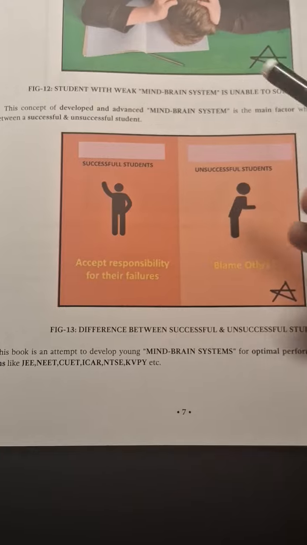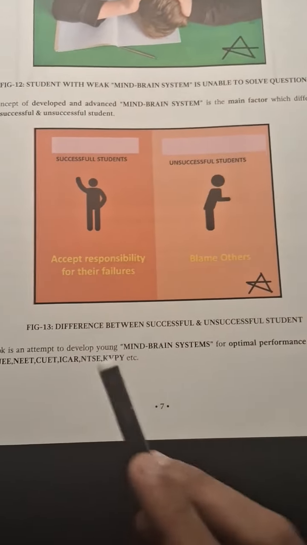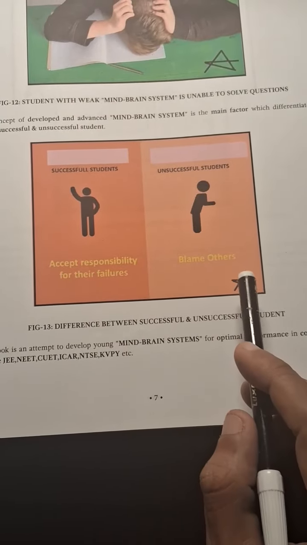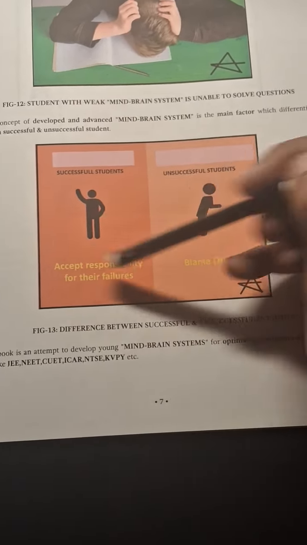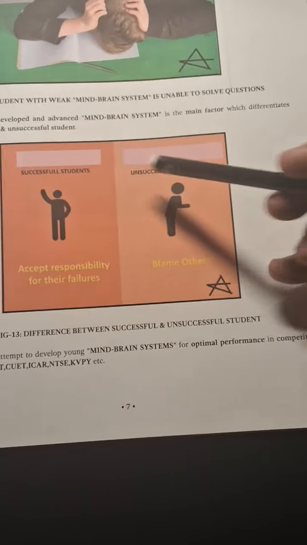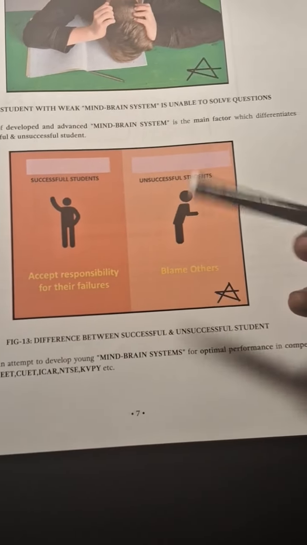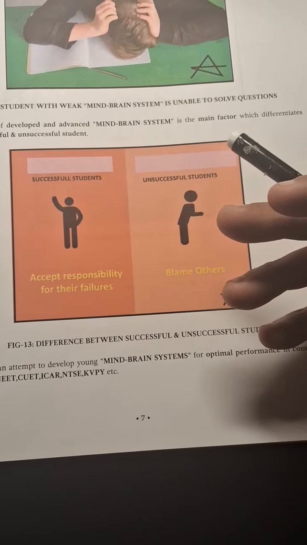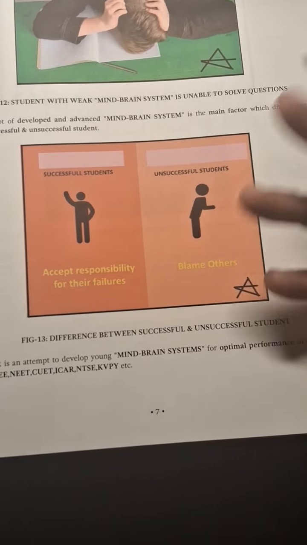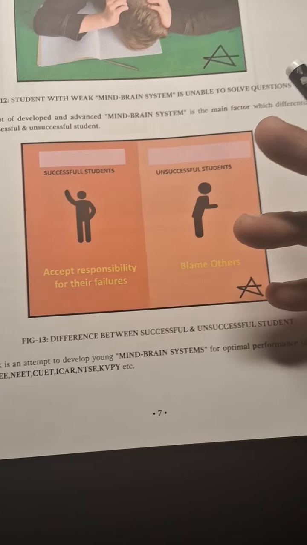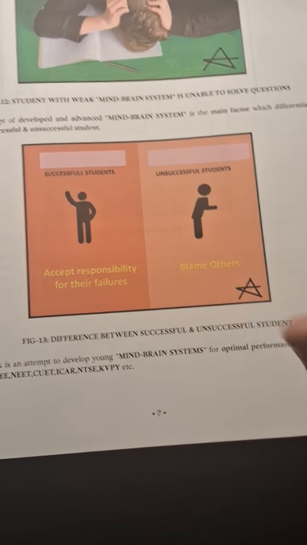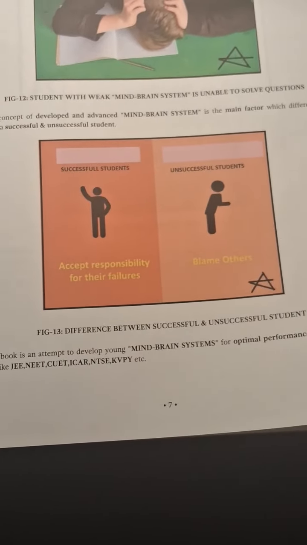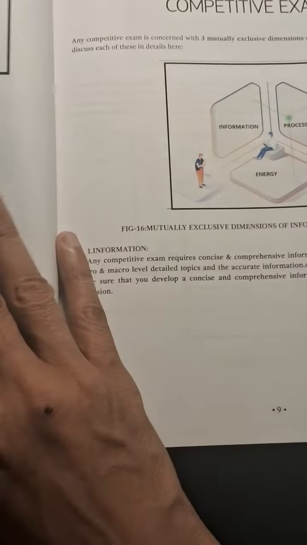As I was explaining, the difference between successful and unsuccessful students. Successful students accept responsibility for their failures, whereas unsuccessful students blame others for their miserable life, for their poor performance. They'll often blame teachers, coaching institutions, exam systems, situations, books, this and that, but they will not accept their inability to cope up with the exam environment. So that is the difference between successful and unsuccessful students.